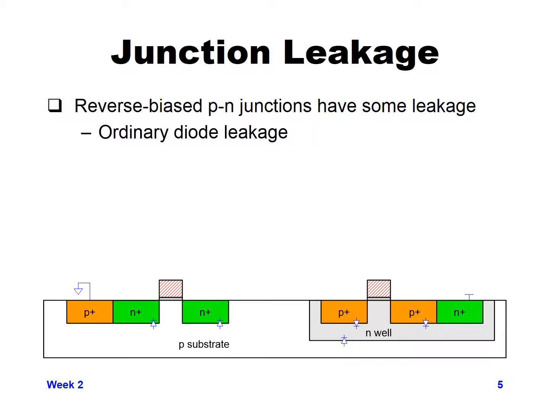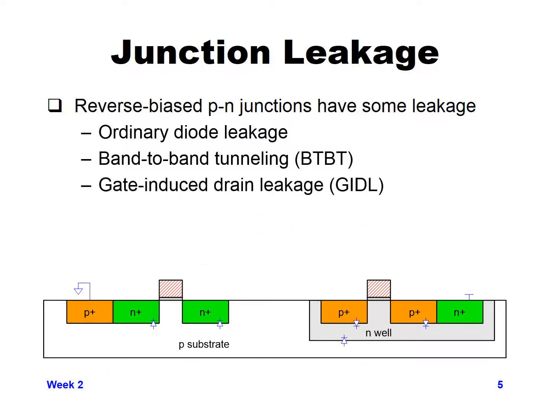There are a couple different factors in the leakage. One factor is ordinary diode leakage, and you can find equations on that. The second is what is called band-to-band tunneling. And the third is gate-induced drain leakage. And I'll talk about each of these in the coming foils.